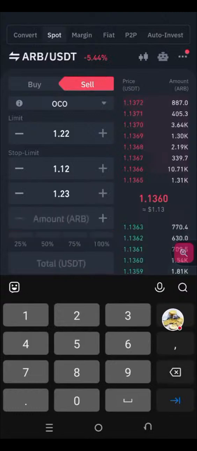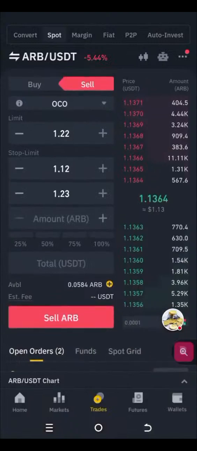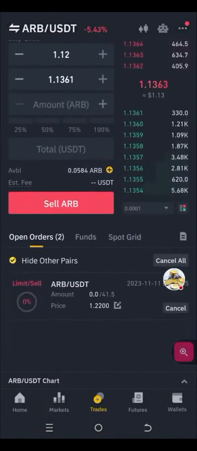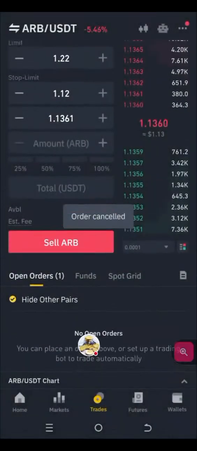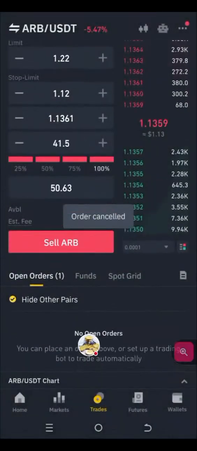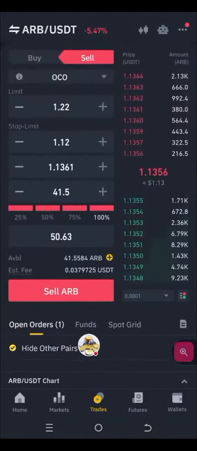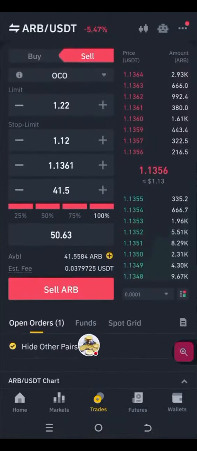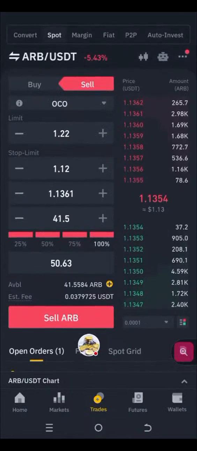So maybe just for the sake of this, I should cancel that so that you can see what I'm saying. So if I cancel this, don't forget what I put here is 1.22. So you just pick up everything, right? Can you see what's going on here? All of these things are set. So by the time I click on my sell ARB, one of two things is going to happen, and that's one cancels the other.